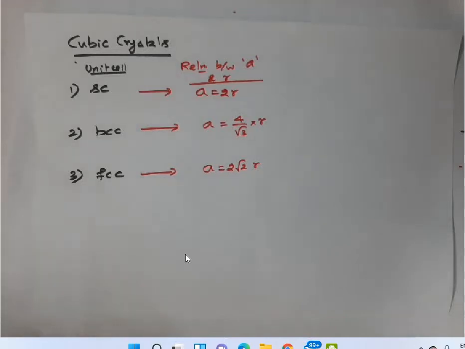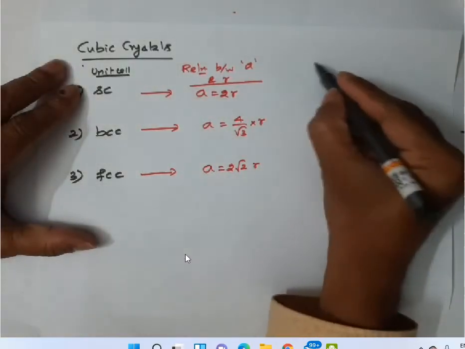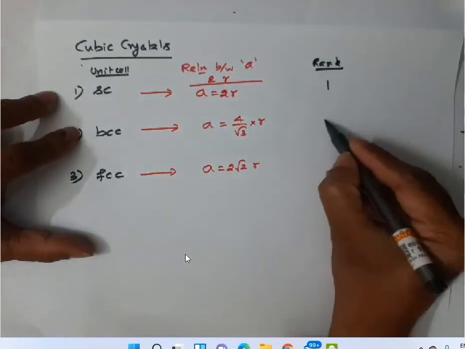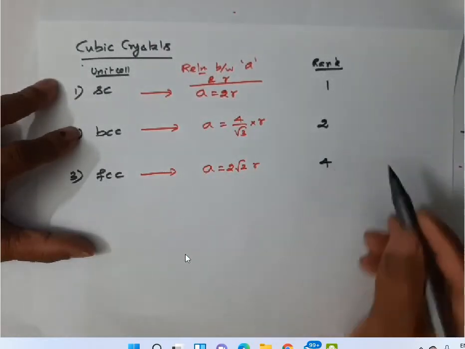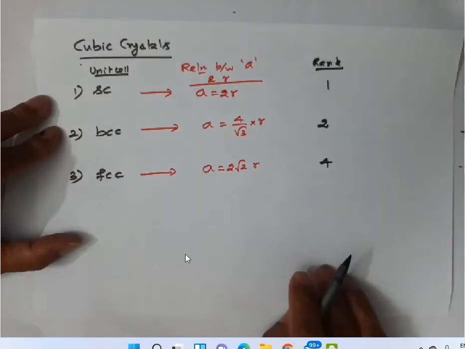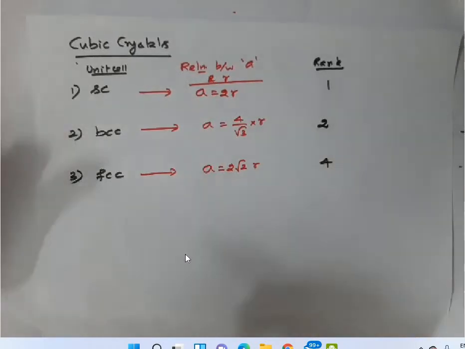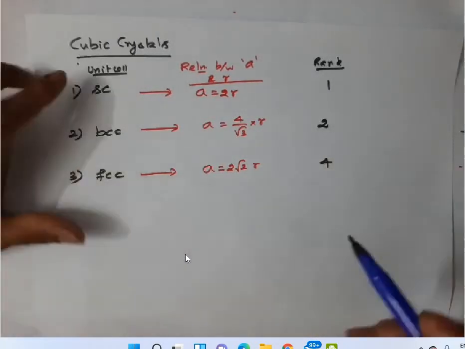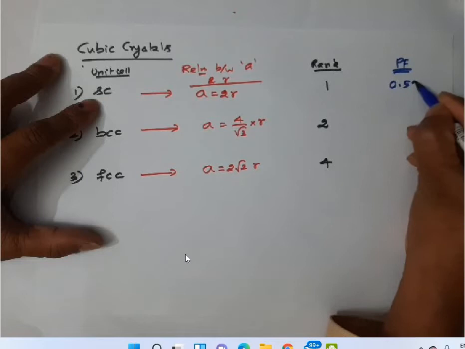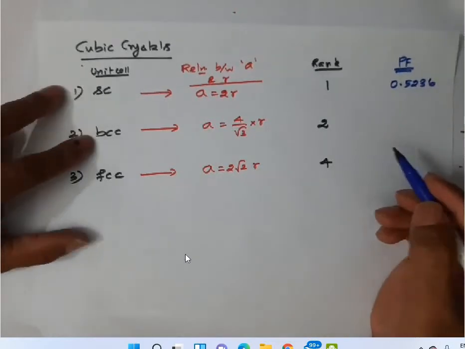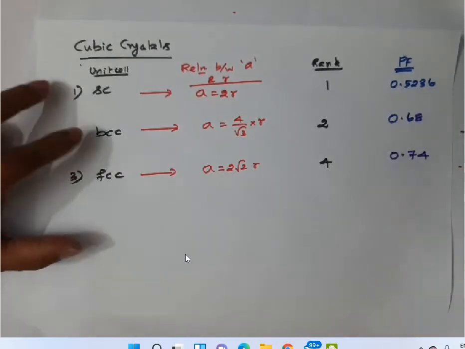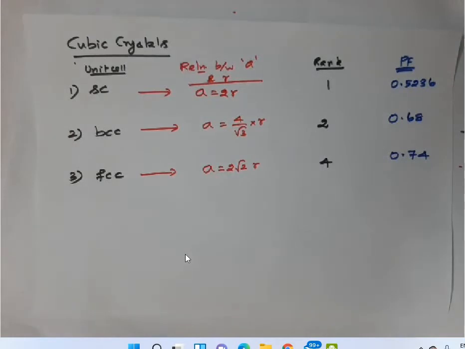And we also calculated the packing fraction. Before that, I'll give the rank. Rank, you know very well: rank for simple cubic is 1, rank for BCC is 2, and rank for FCC is 4. Rank is nothing but number of atoms per unit cell. You know very well how to calculate that. Then we also calculated the packing fraction for each of these crystals. Packing fraction value for simple cubic is 0.5236 exact value. For BCC, it is 0.68, and for FCC, it is 0.74. So remember these values.